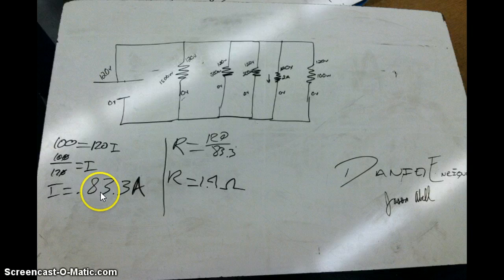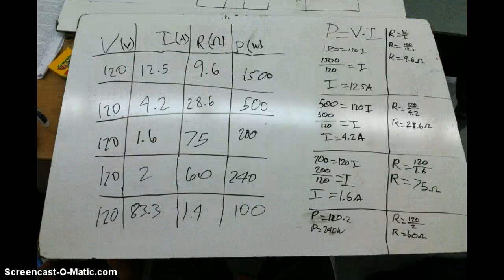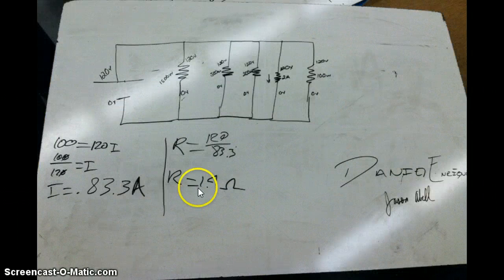The last one we did over here, where we're given 100 watts, so 100 divided by 120 was 0.83 amps, and when we plugged it into R equals V over I, we got 1.4 ohms.